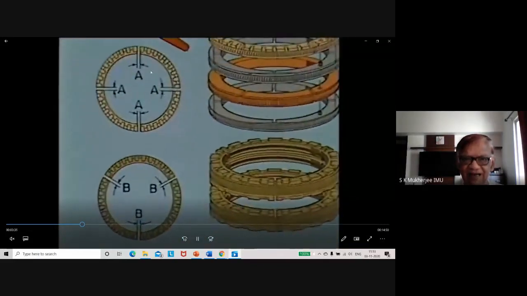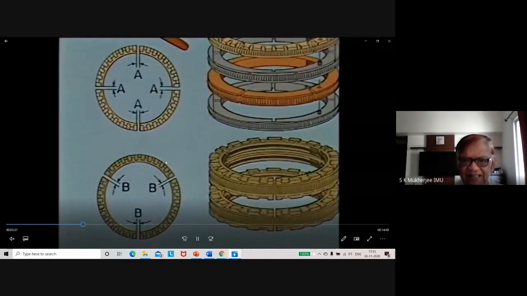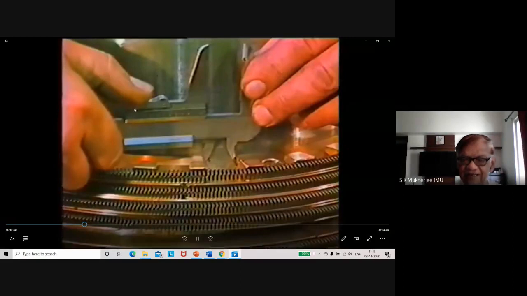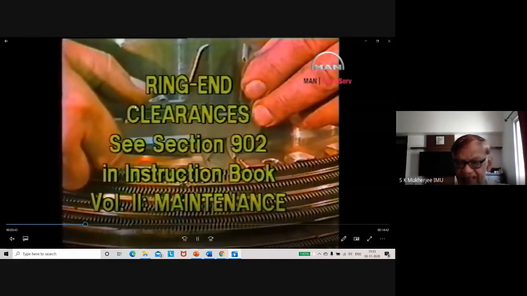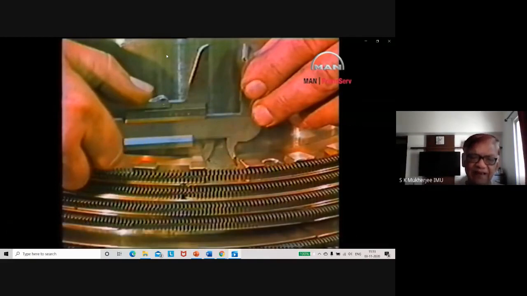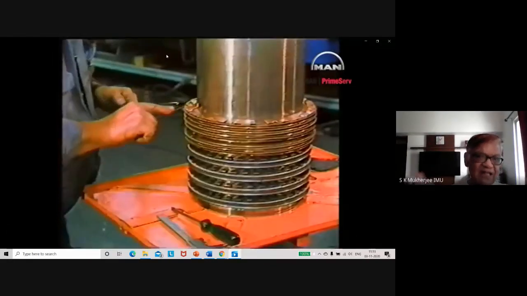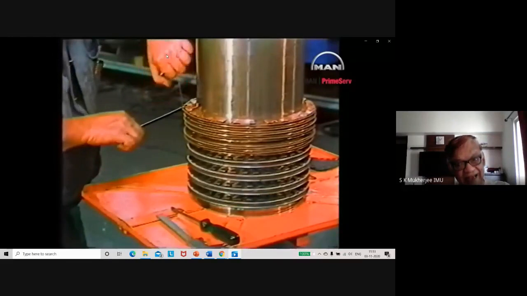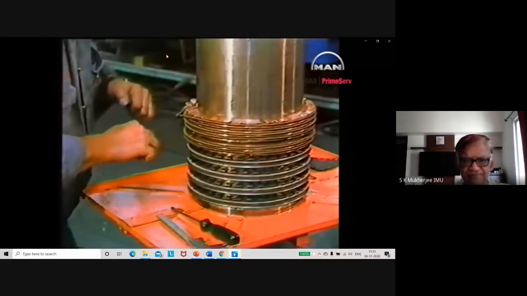Now these are sealing rings and these are scraper rings. Sealing rings provide sealing against the air and oil from going in, and scraper rings scrape off any oil that might have escaped the sealing rings. Scraper rings will scrape off the cylinder oil, and some scraper rings will scrape off the crankcase oil, both.